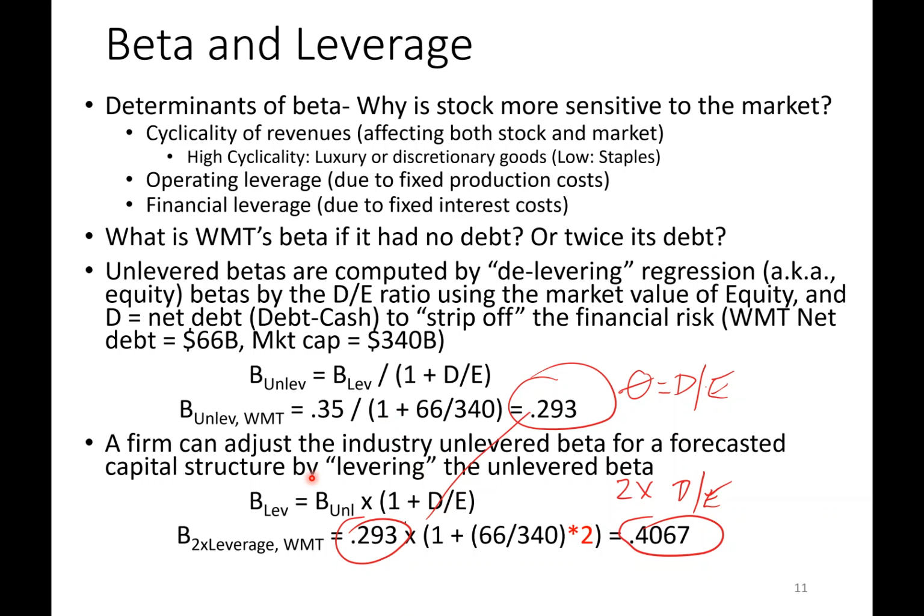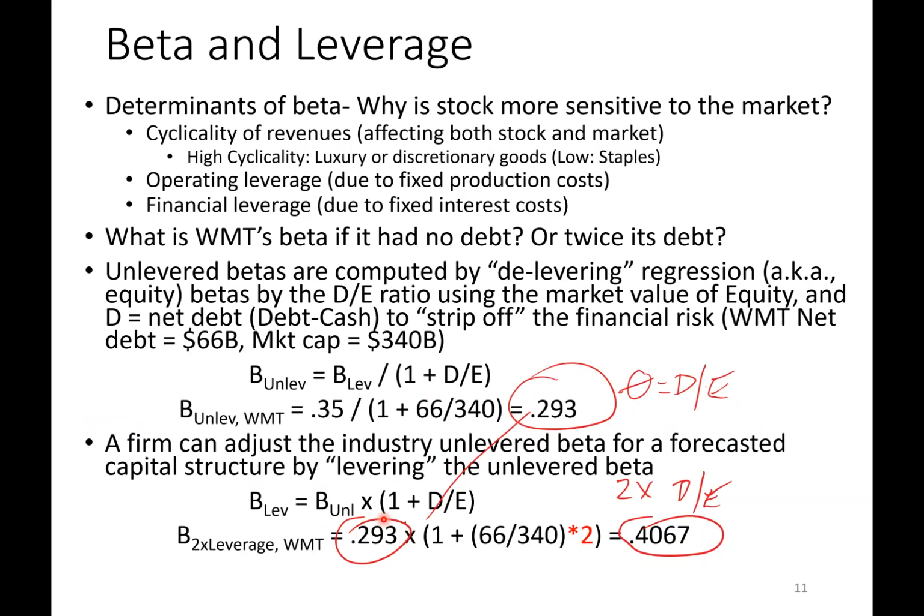We could just take that unlevered beta and multiply times 1 plus the D/E ratio. Take an unlevered beta times 1 plus the D/E ratio, and that would be the new levered beta. So if I take their unlevered beta of 0.93 and multiply by 1 plus twice their D/E ratio, I doubled their D/E ratio, Walmart would have a beta of 0.4067. So it's key to see that an unlevered beta is a levered beta, or an equity beta, divided by 1 plus the D/E ratio. Or solving that equation for levered beta, the levered beta is the unlevered beta times 1 plus the D/E ratio.